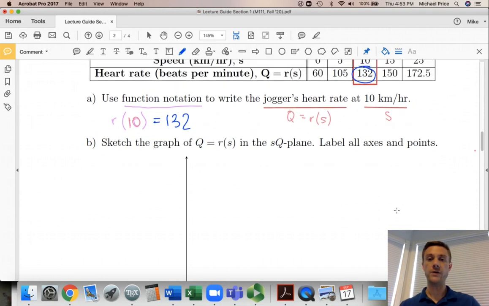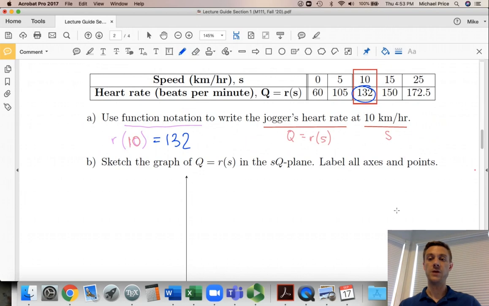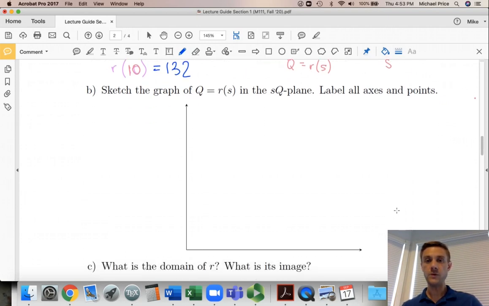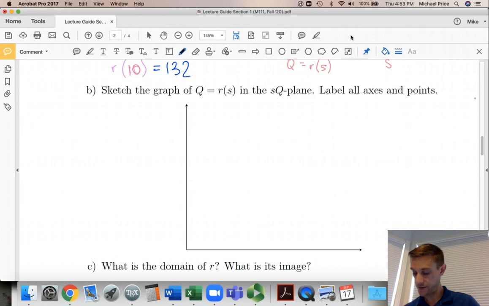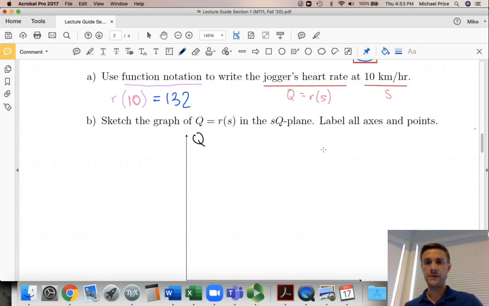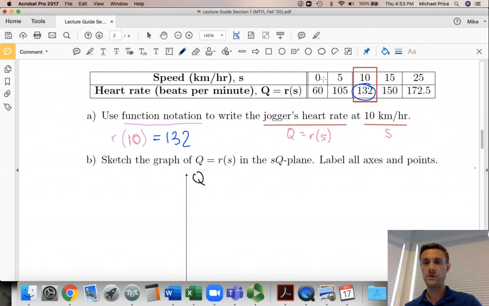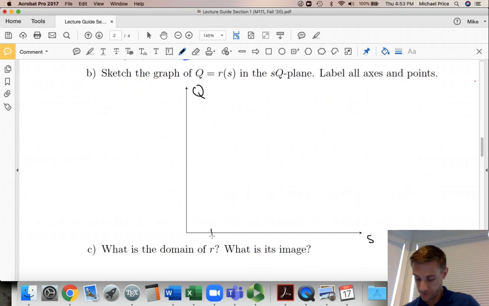Okay, we are supposed to sketch the graph of Q equals R of S. Label all axes and points. So as is typical, we're going to try to be consistent about using our input variable for the horizontal axis. So in this case, S is our input and Q is our output. So there's our labeling. We're going to try to make some tick marks that seem to make some sense here. So our S values go, it looks like if we made them in 5s, we'd be pretty good. So we don't have to do 1, 2, 3, etc. I'll try to make them somewhat convincing.